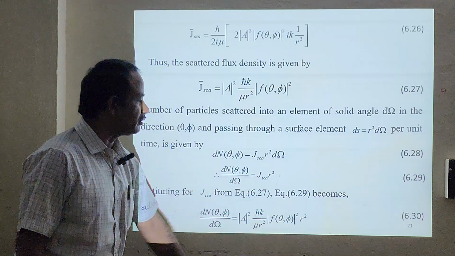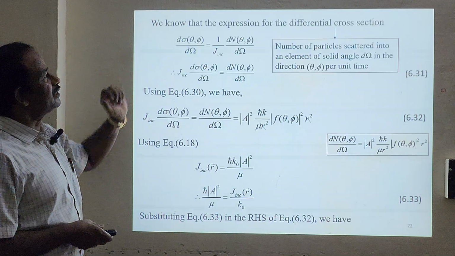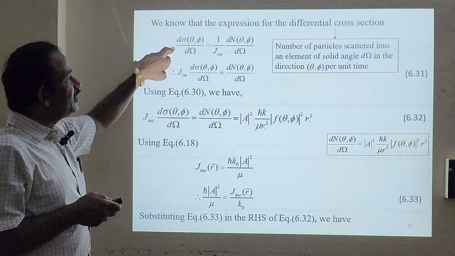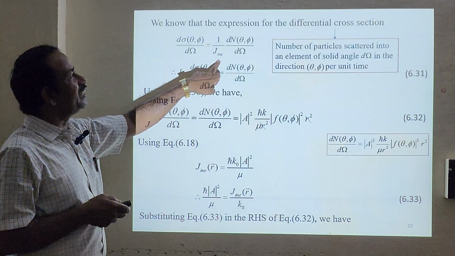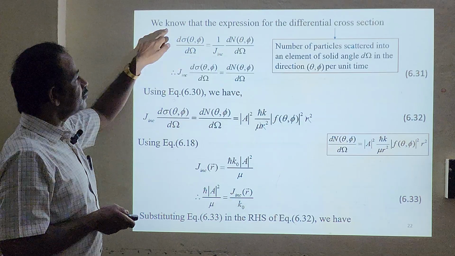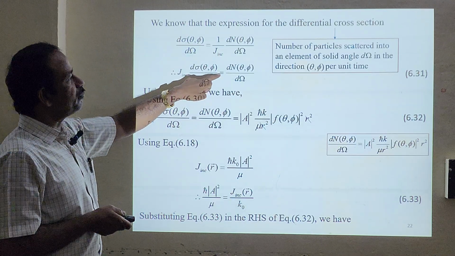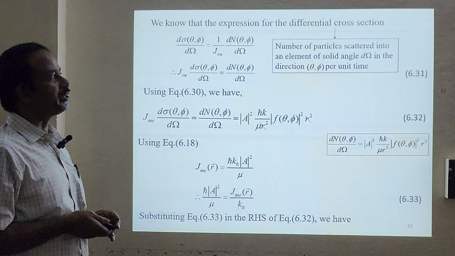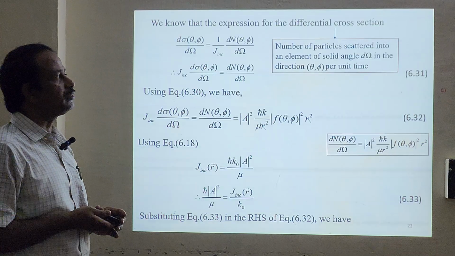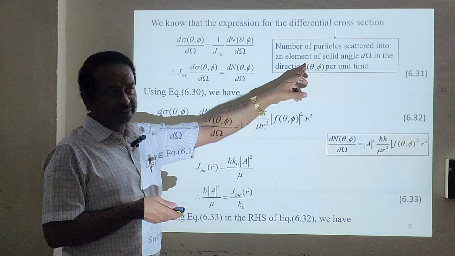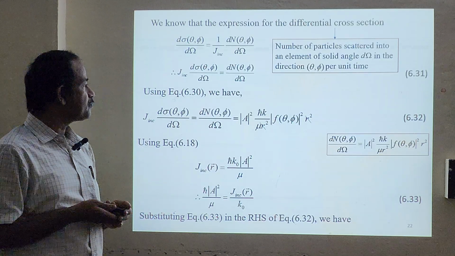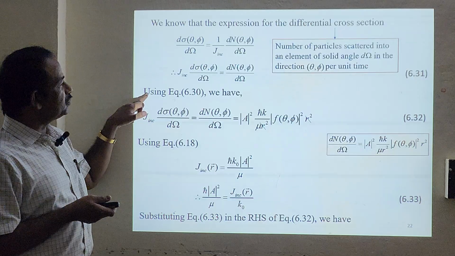This r squared will cancel. So we will have this. We know already this differential cross section, which is 6.2, already we have learned. d sigma by d omega is equal to 1 by j incident dN by d omega. So we bring this term to this side. So j incident d sigma by d omega equals dN by d omega. And of course, the definition for differential cross section is given by the number of particles scattered into an element of solid angle d omega in the direction theta and phi. As I said, theta will be the polar angle and phi will be your azimuthal angle. Okay, now just use equation 6.30.